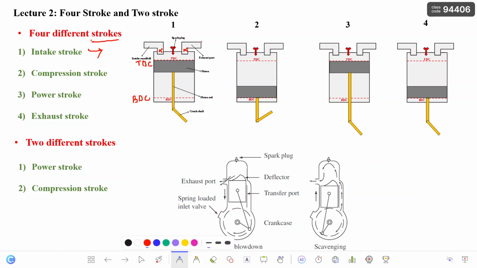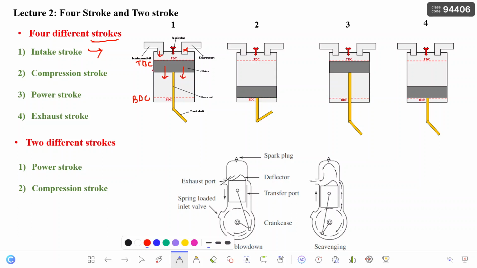Okay, so now let's start the first stroke. The first stroke will be the intake stroke. This intake stroke is also called the suction stroke. Now what will be done is, we'll be opening the intake valve. The intake valve will open and this piston will come down.